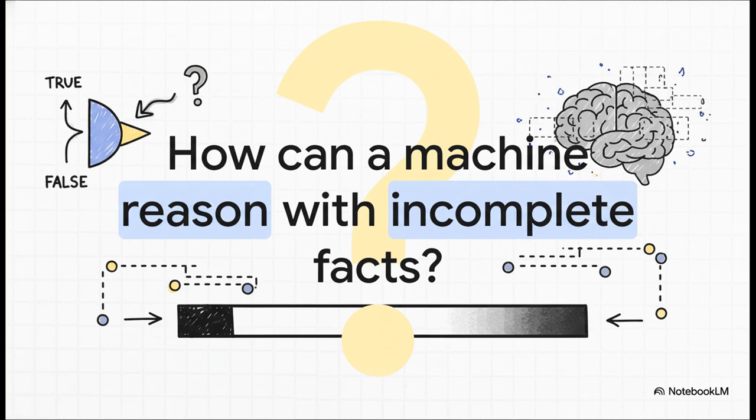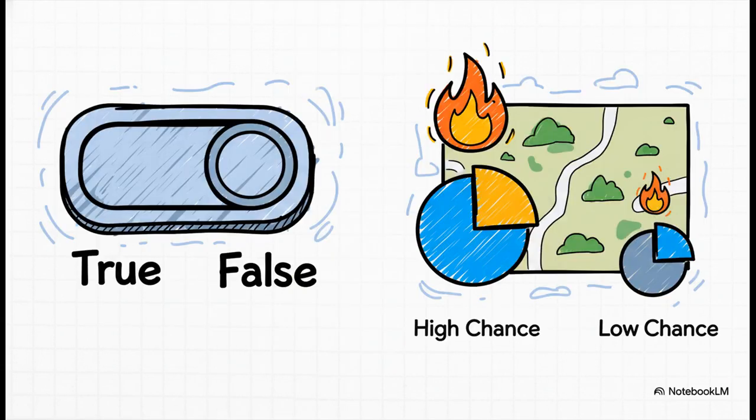If a machine can't be certain, how can it possibly make a rational decision? It can't just rely on simple true or false logic. It needs a way to handle all those gray areas. Well, the solution is to represent that uncertainty with math. The system stops saying, "the fire is here." Instead, it starts thinking, "there's an 80% chance it's here, and maybe a 20% chance it's over there." This whole idea of using degrees of belief is really the bedrock of modern algorithmic reasoning.